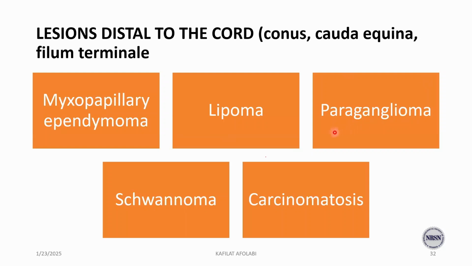Other lesions related to the cauda equina are paraganglioma. Paragangliomas also share similar imaging findings with ependymoma, so they are a close differential. Schwannoma and carcinomatosis, as we have talked about earlier, their imaging findings are still similar to what we discussed earlier. So we should just note that some of these lesions, when they are at the conus, are likely to be these ones.